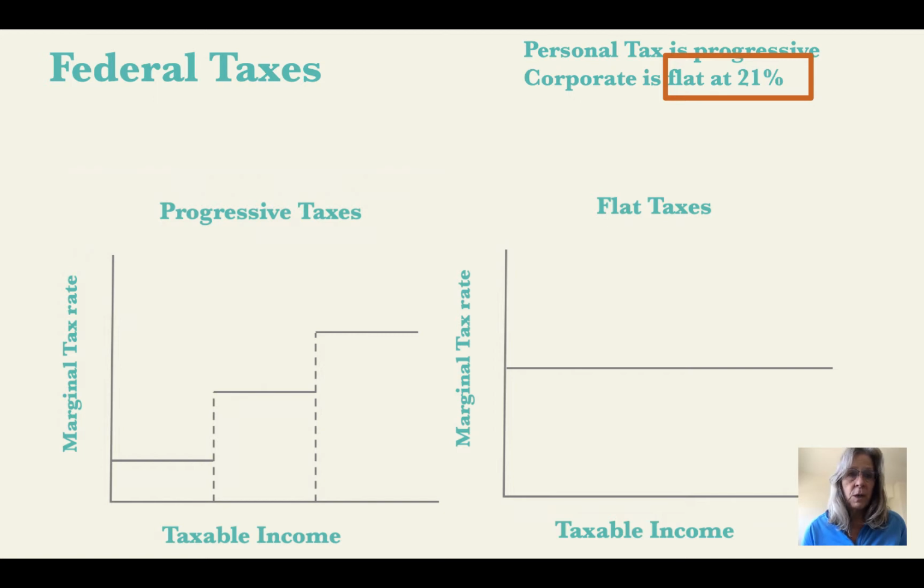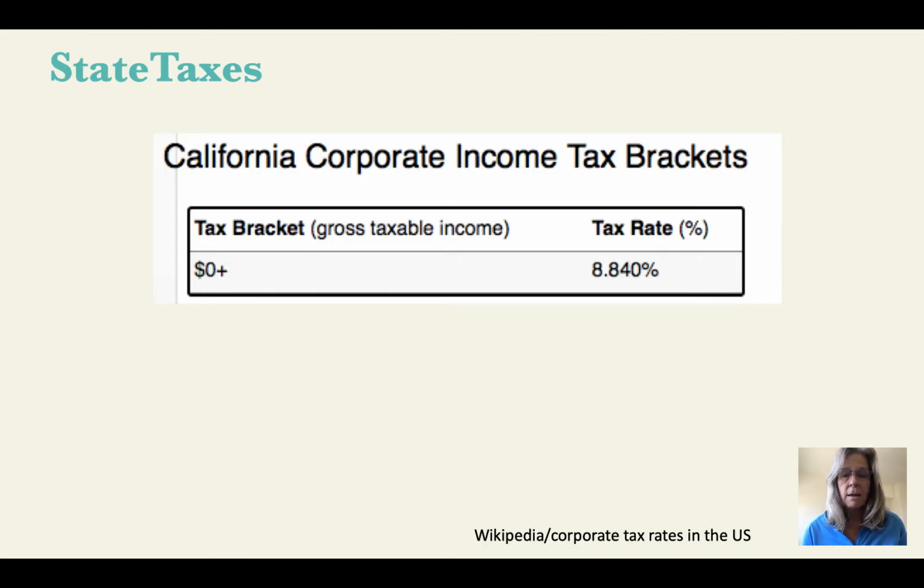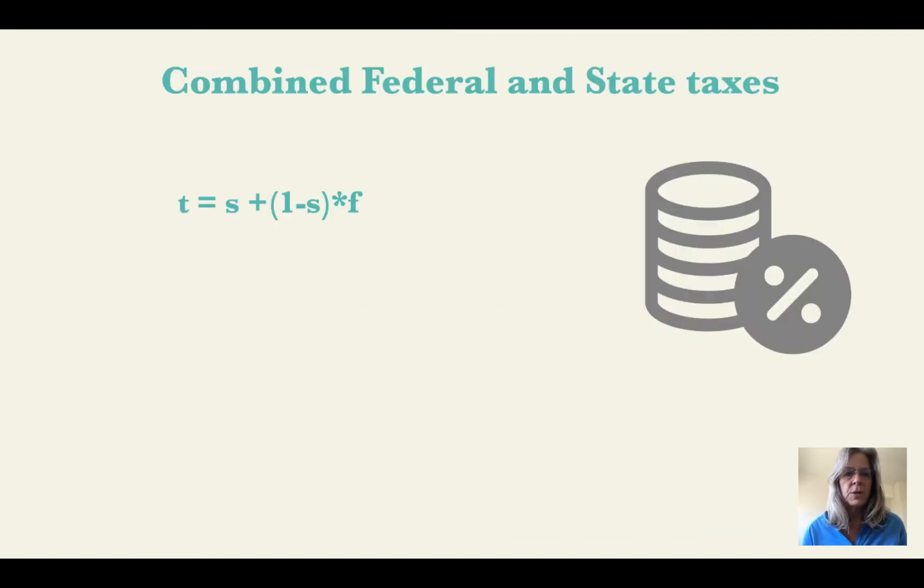Now we need to also include the state portion, and in California, the tax rate is 8.84% flat tax on state corporate taxes. So in order to figure out what the combined rate is, we use this equation. The reason we use this equation and not just add them together is that state taxes are deductible for federal tax purposes. So that's why we multiply 1 minus S times the federal rate.